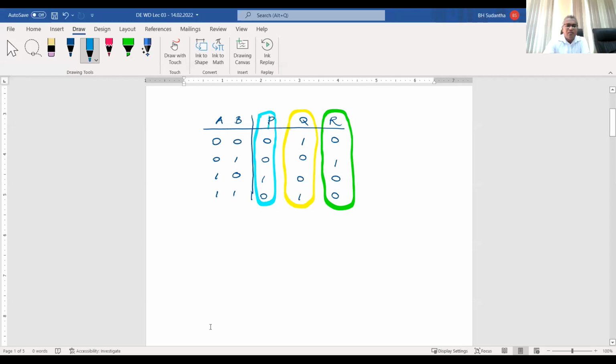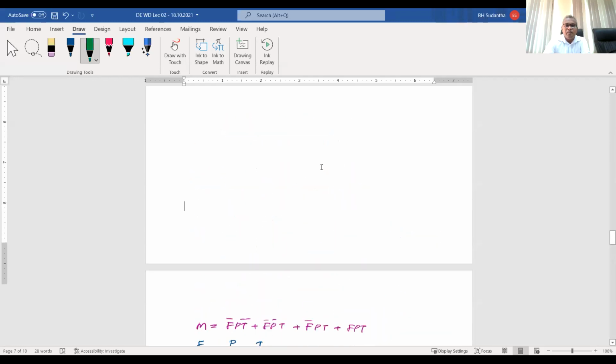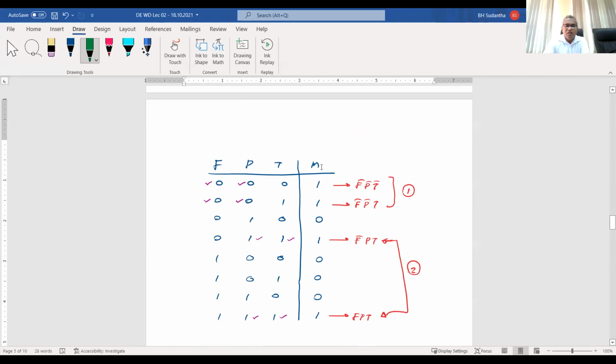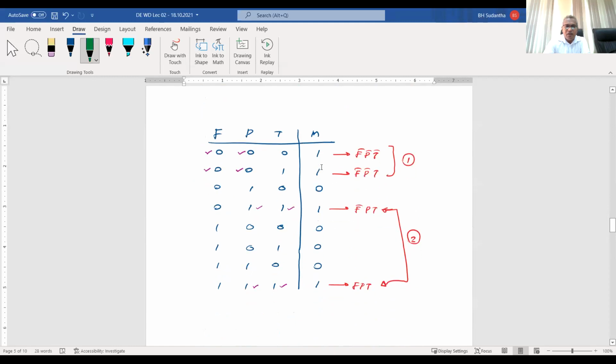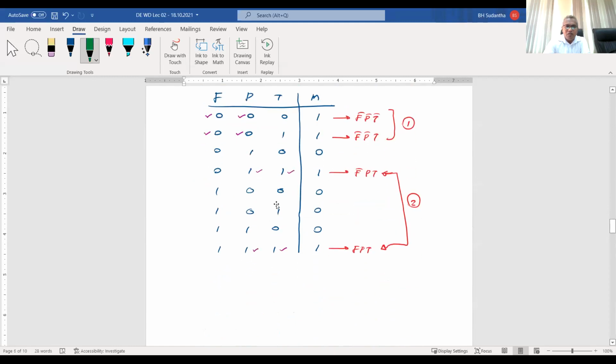It's something like that, that you may remember. This problem, how do we do this one? This is the problem, and we develop this truth table, we prepare this truth table, and here we have only a single output column, M.